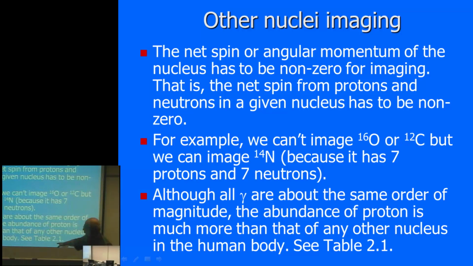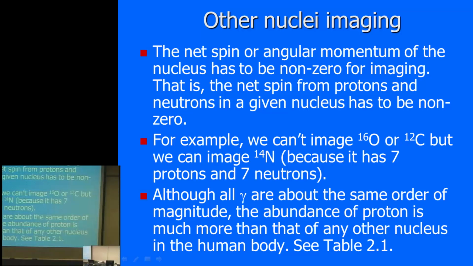So the last remark is similar to what I told you about the electron imaging. For all these gyromagnetic ratios for nuclei, they have about the same order of magnitude. You can see that from table 2.1. But what makes the difference in terms of the signal to noise ratio at the end is really the abundance of each species.